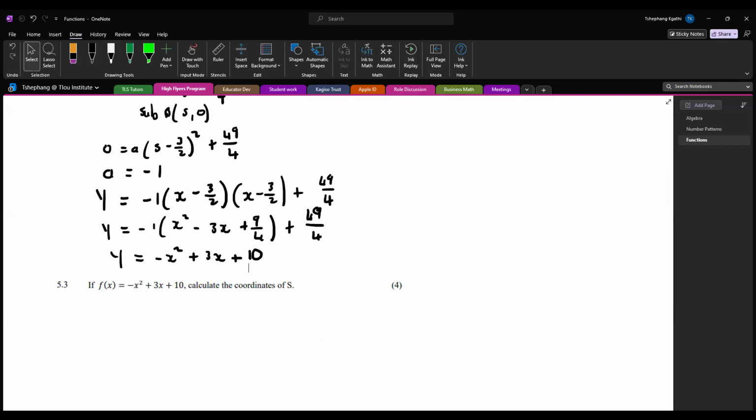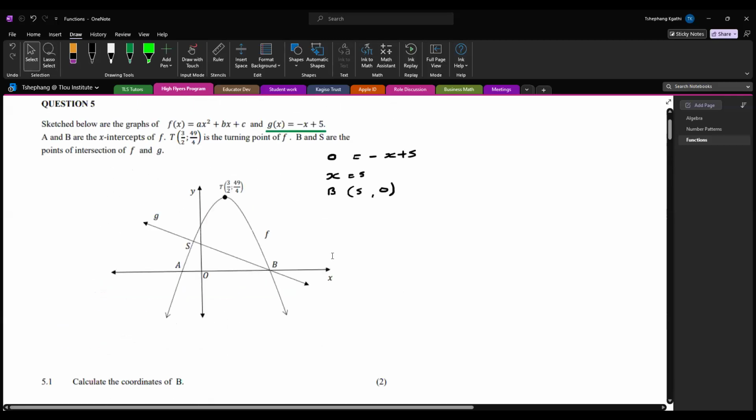Now, 5.3. If f of x is equal to minus x squared plus x plus 10, which is what we found, that means you're on the right track. Calculate the coordinates of x. So I'm just going to go back to try and locate s.